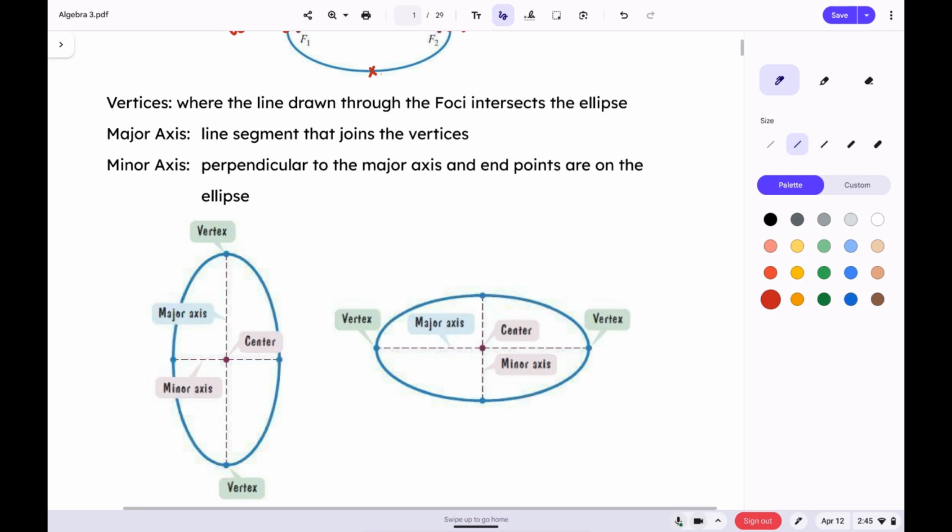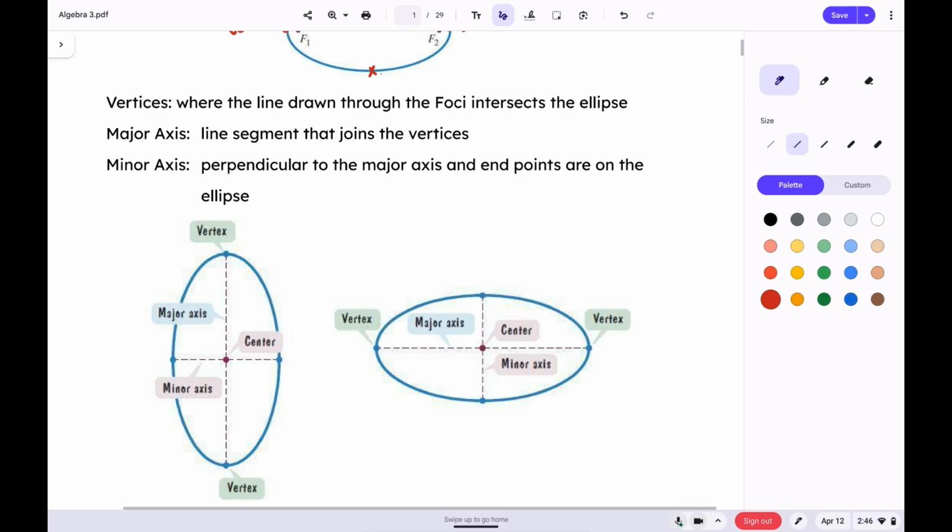And the major axis is going to tell you how your ellipse is going to be positioned on your graph. So whether it should be laying on its side or if it should be standing up tall, like up and down. The minor axis is going to be perpendicular to that, and it's going to give you those other boundary points to give you an idea of where your ellipse should be. So it gives you an idea of what the picture would look like.